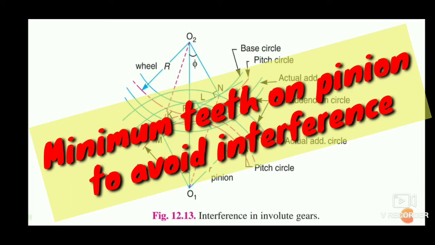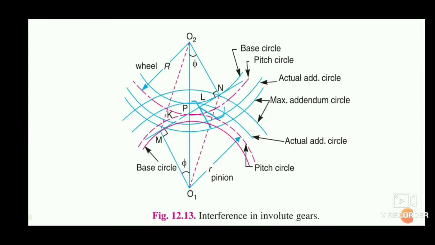Good morning, students. Today we are going into the third derivation of this module, that is, the minimum teeth required on pinion or gear in order to avoid interference. Before going into that, we should know what interference is.